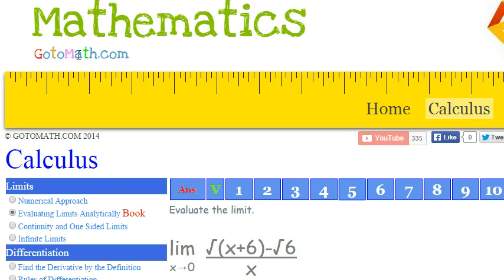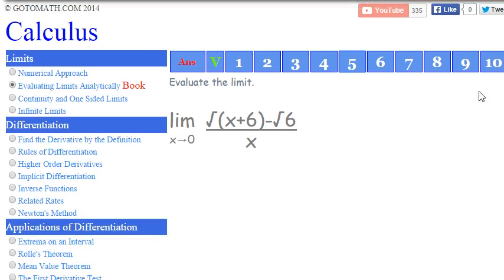We're hanging out today at gotomath.com, and we're working some calculus. We're looking at evaluating limits analytically. So let's scroll down and take a look at this particular problem right here.